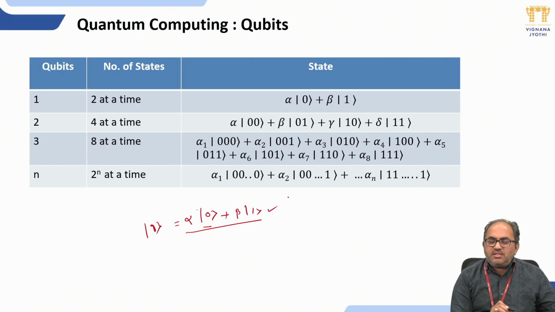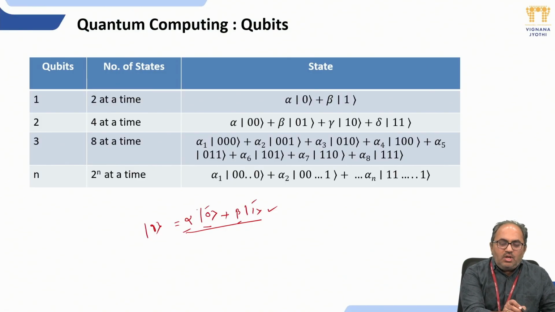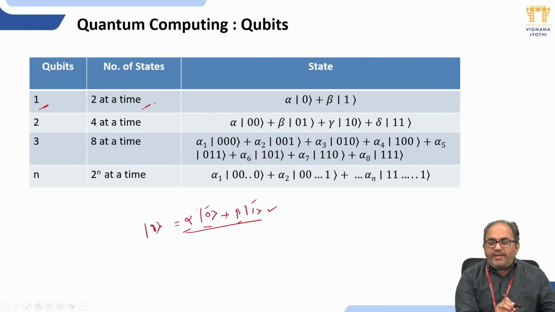So this is used as unit of information. That means a qubit lives in two states at a time. Right? And we will see the details of alpha and beta later on. Now come to this point. One qubit will stay in two states at a time. What are those two states? Alpha times |0> plus beta times |1>.